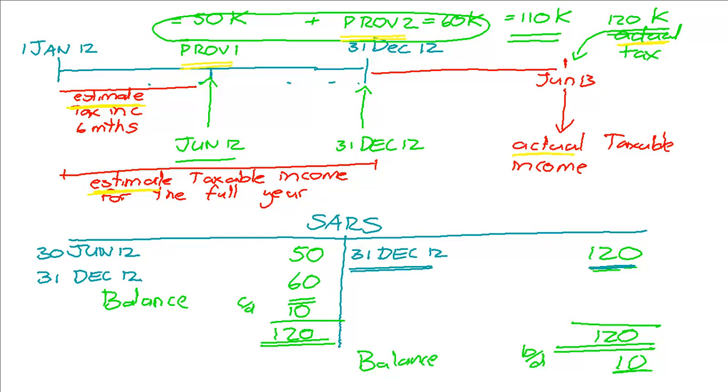The reason for this is that this amount of 120,000 Rand actually relates to this financial year. Even though we've only determined it after the financial year, it does relate to the financial year 1 January to 31 December 2012, and we call that the matching principle, to match the incomes and expenses to the period in which they were incurred.